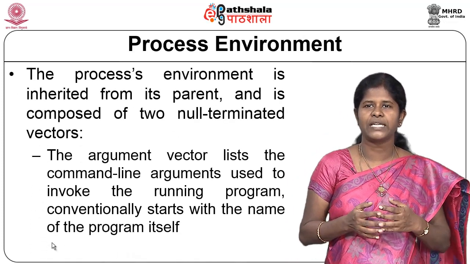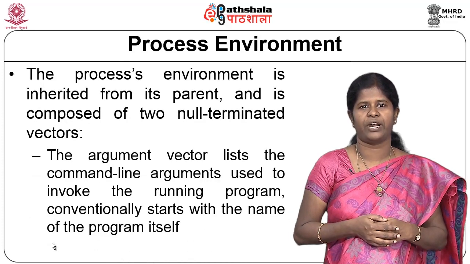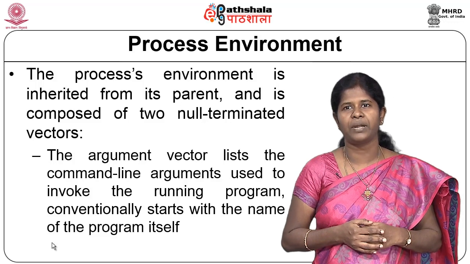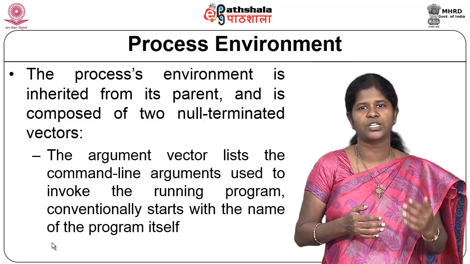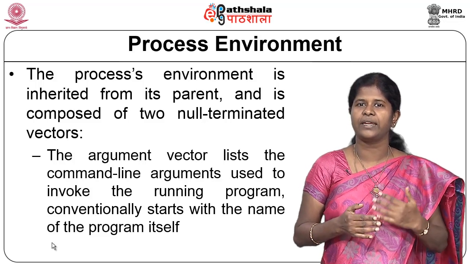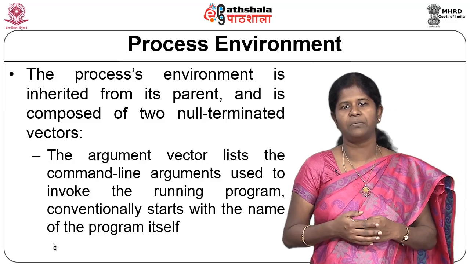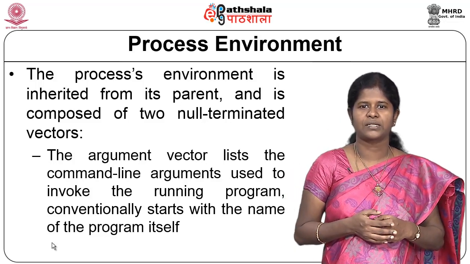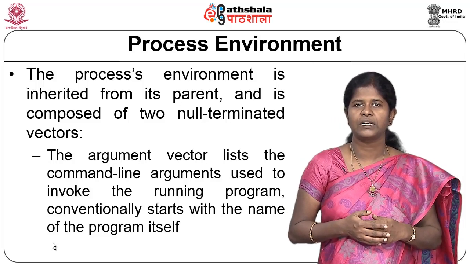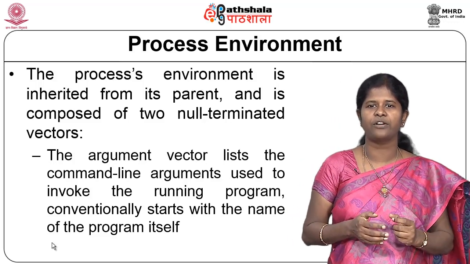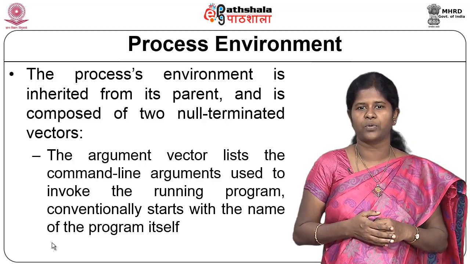And now after seeing this process identity, we will see about this process environment. The process environment is generally inherited from its parent process. As I told you, when a child is created, the child inherits the environment from the parent process, and this environment comprises two strings. One string is the argument vector. This is nothing but the list of command line arguments that are used to invoke the running program.